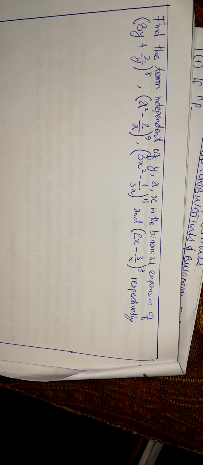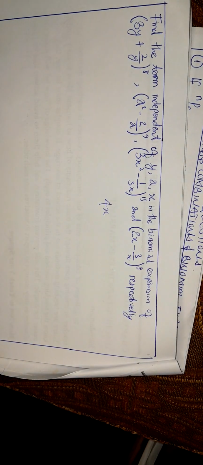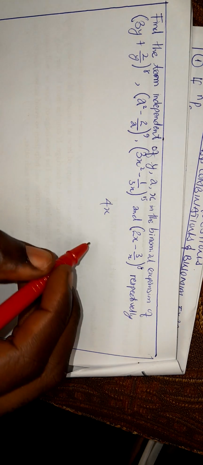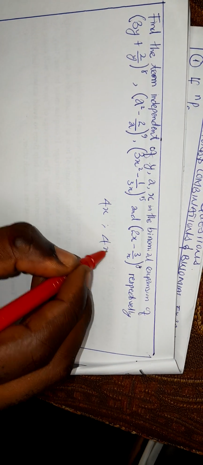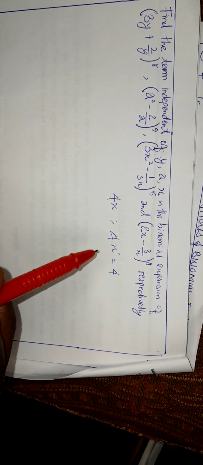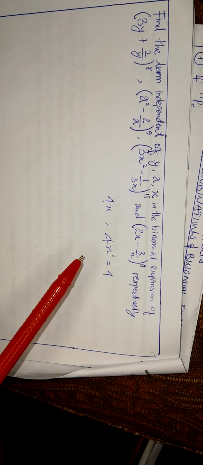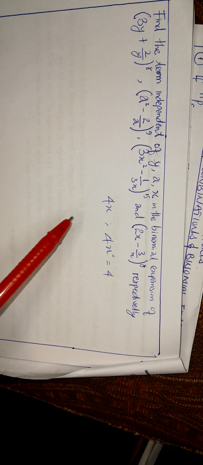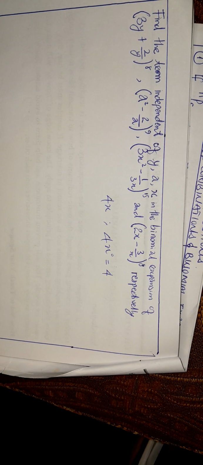Now I want you to note that another way this question can be asked is: find the constant term in the binomial expansion. When they say something is independent of x, it means x to the power of 0. For instance, if I write 4x, this is dependent on x. But if it's not dependent on x, then it's x to the power of 0, which is the same thing as 4, which is a constant. Because x to the power of 0 is 1, 1 times 4 is equal to 4.